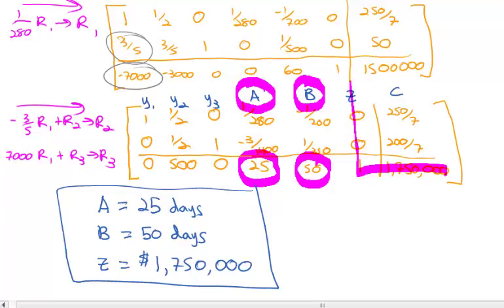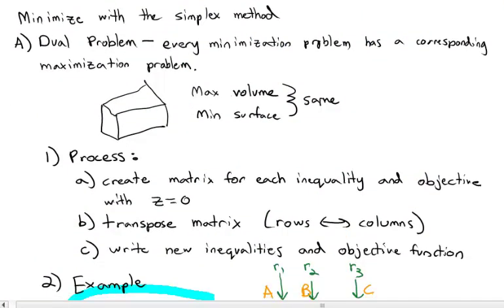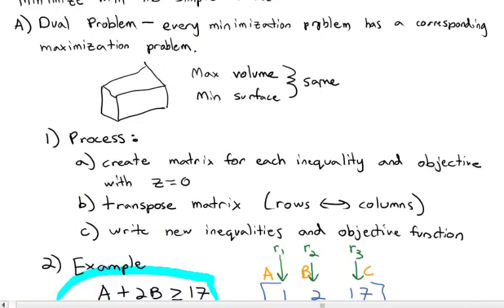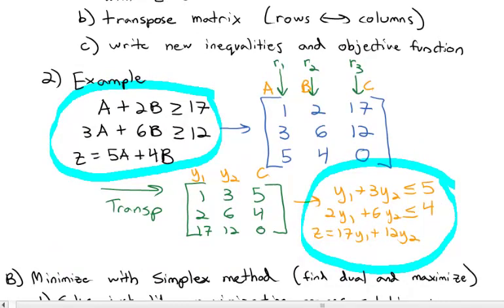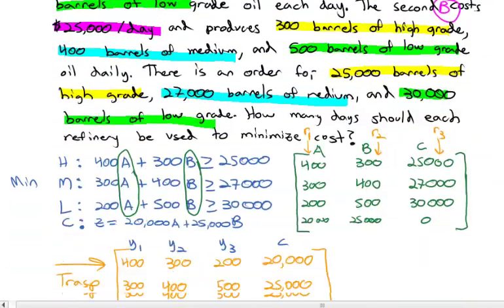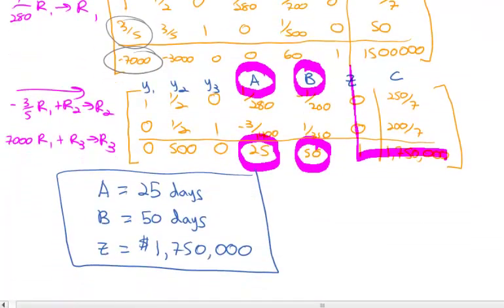The way we solve then, just to summarize, the way we minimize with the simplex method is we find a dual problem. We find the dual by changing the matrix that represents the inequalities and the constraints, take the transpose to get the new system. Solve that new system just like before. The only difference now is the results are actually in the bottom row, and your slack variables are the variables that we were looking for.